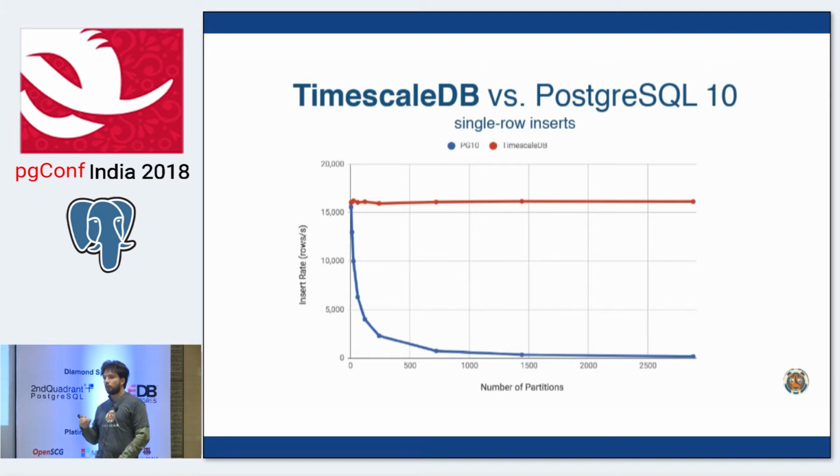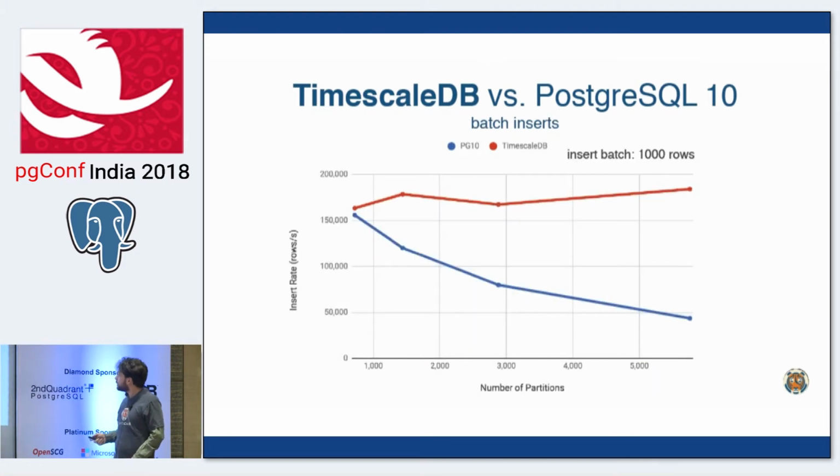The other problem is that they do not do the kind of caching that we do with regards to information about their partitions. And so there's still a major improvement on both single row inserts and batch inserts. Obviously on batch, because you are amortizing the cost of the opening and locking of the underlying partitions, Postgres does better, but there's still a big gap.